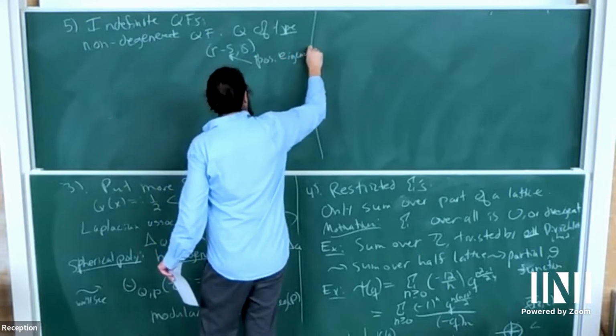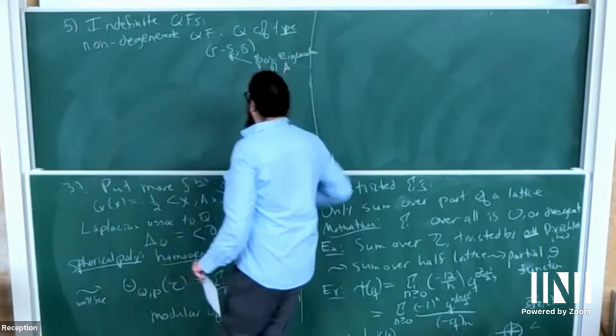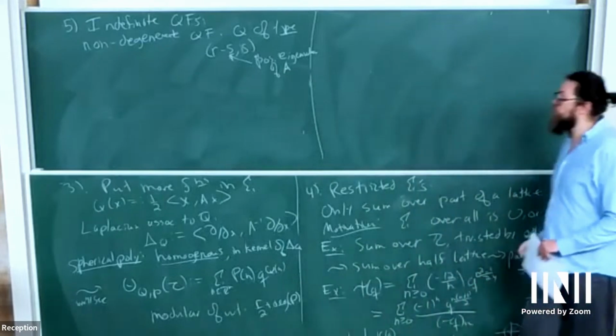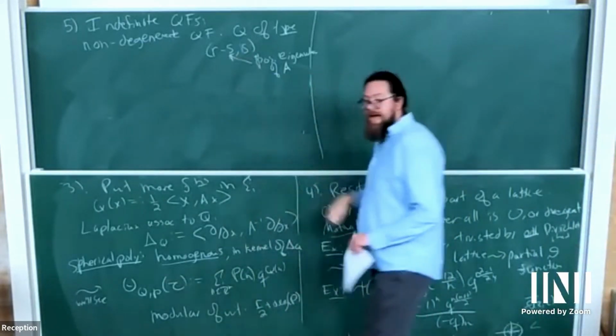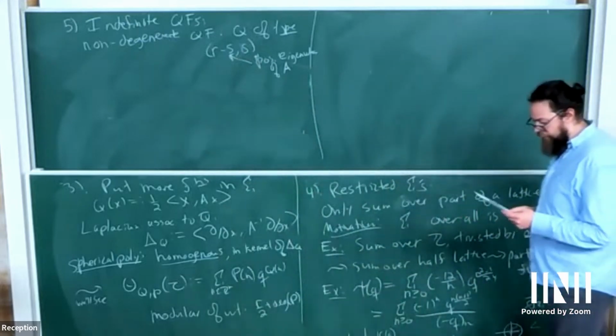of the matrix A, if you like. So you can look at the matrix A, say it's non-degenerate, so the determinant of A is not zero, and it has R minus S positive eigenvalues and S negative eigenvalues. Okay.